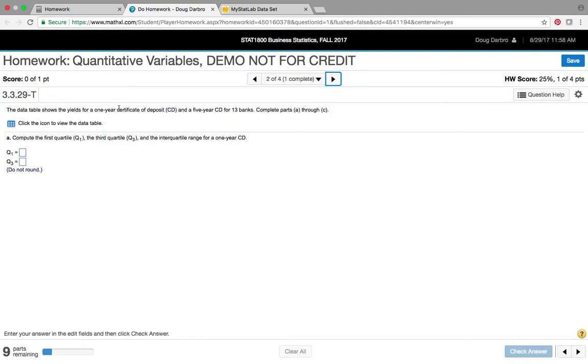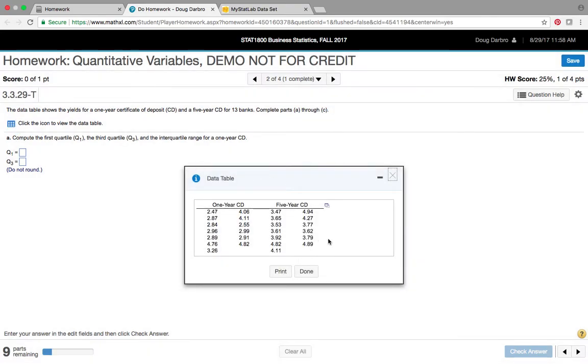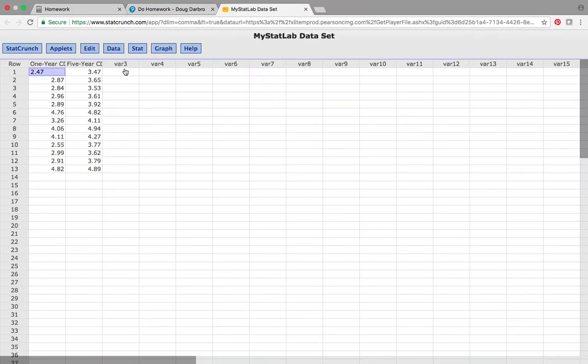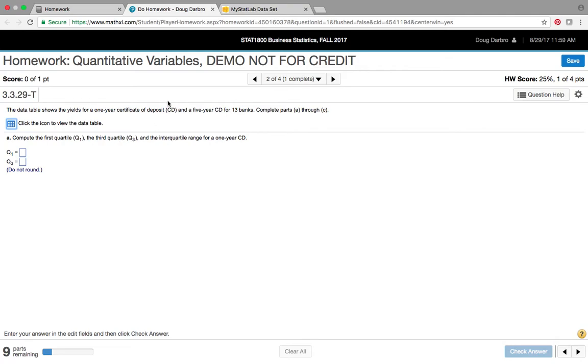All right, the data yields for 1-year CDs and 5-year CDs for 13 banks, complete parts A through C. So compute the first quartile, third quartile, and IQR for CD. So guys, first thing I want to do is import this into StatCrunch. And again, what do I want here? I want Q3, the IQR, and it's for the 1-year CD.